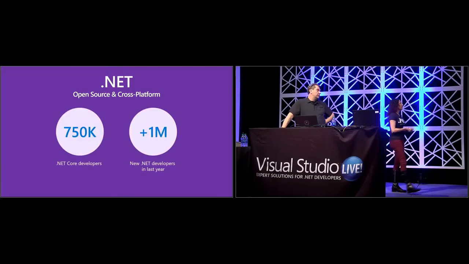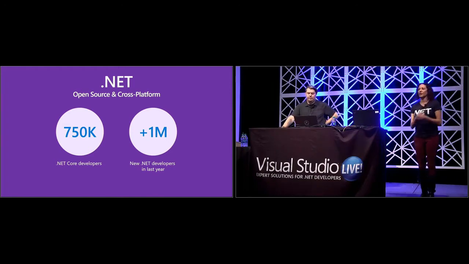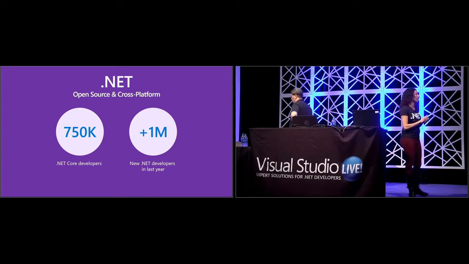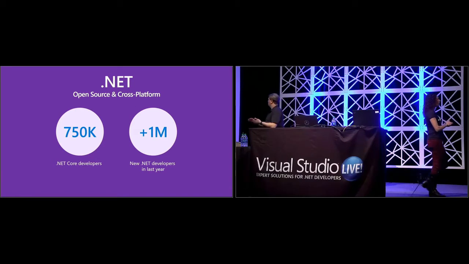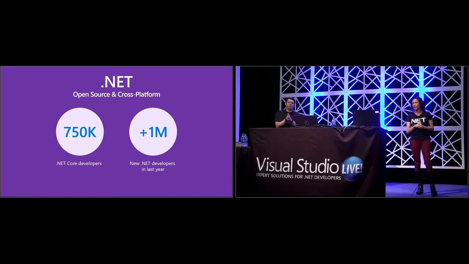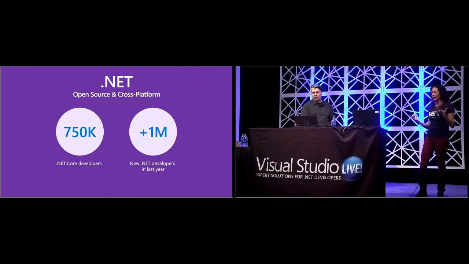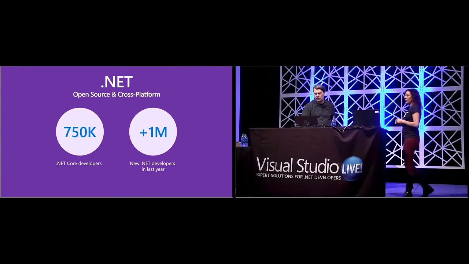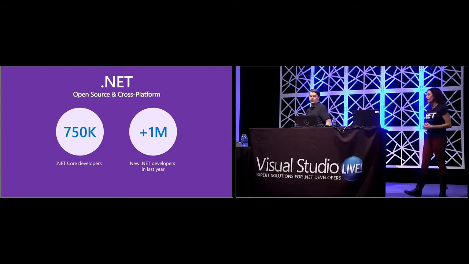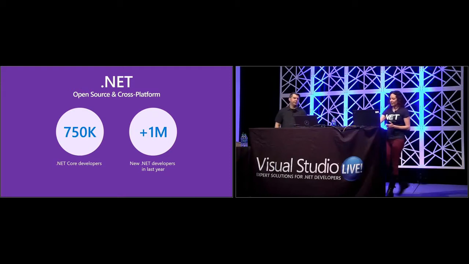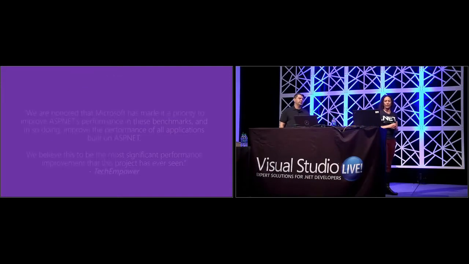Okay, so I wanted to give you some sense of the momentum and numbers and sheer size of our ecosystem. Just on .NET Core, we've now hit over 750,000 .NET Core developers. That's active developers that are using .NET Core every day. And over the last year, across the entire platform, we've seen 1 million plus. So we're literally growing across our workloads. The sheer size of the ecosystem is pretty fantastic.